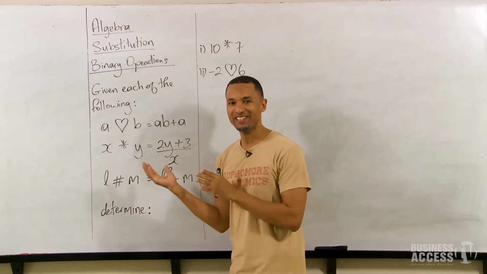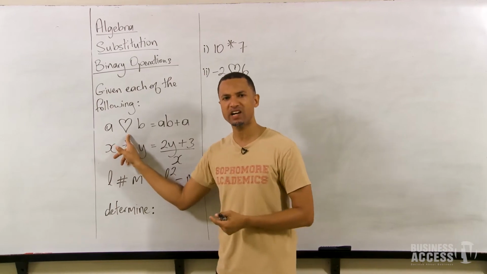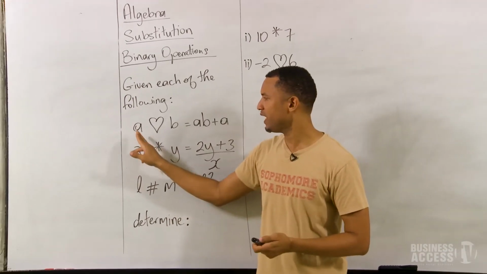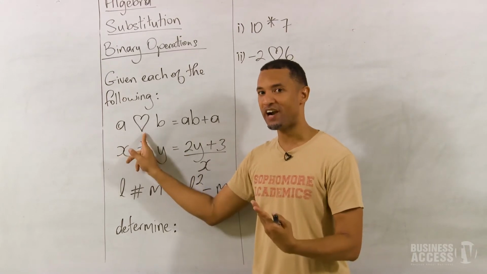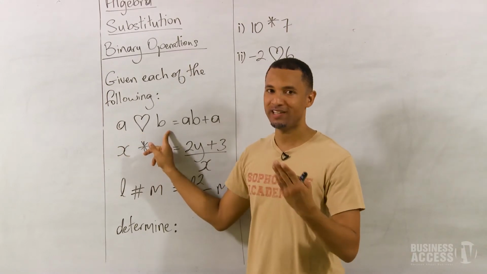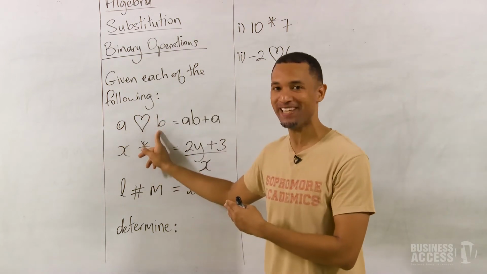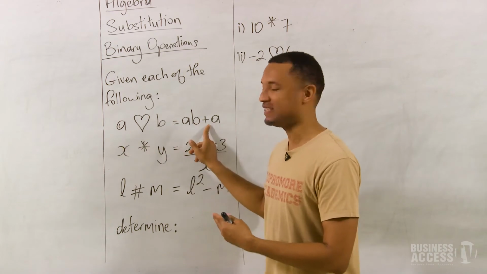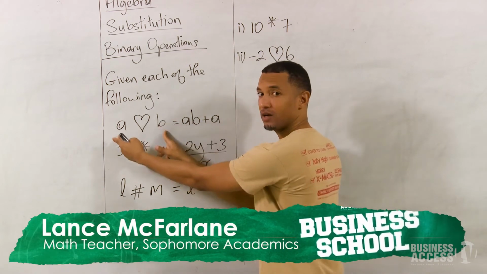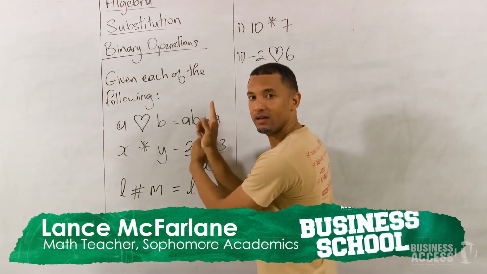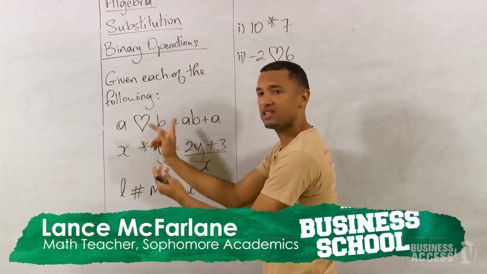But here's a little game. It seems like a game to me. Look at this operation. It's a heart. And it is saying when you have A, heart, B, so one number, hearts, another number. No, ladies and gents, it's not love, right? It's just a symbol. I could use anything, but A, heart, B. This is what it means. Multiply the two numbers, whatever those two numbers are, and then you do what? Add which number? The first number. All right, so the first number is called A, the second number is called B.